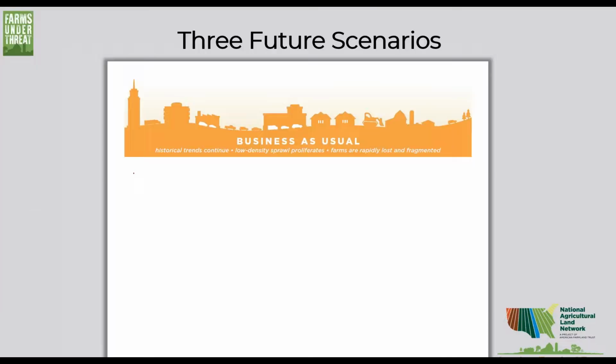So here are the three scenarios we modeled. First, business as usual. Again, that's projecting out using that 2001 to 2016 data, projecting it out to 2040.